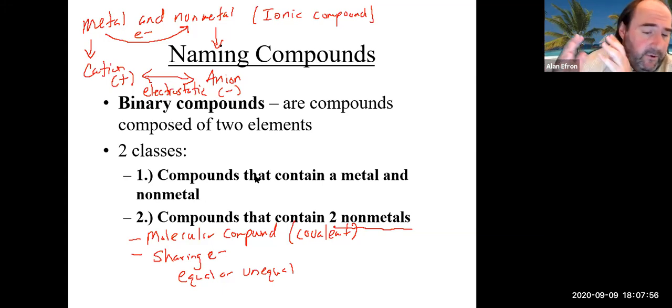And that's, again, an important distinction between those two types of compounds. One, metal and nonmetal: no sharing of electrons, transfer of electrons, held together by positive-negative attraction. In two nonmetals, there's absolutely sharing of electrons, and that's basically what holds that unit together.